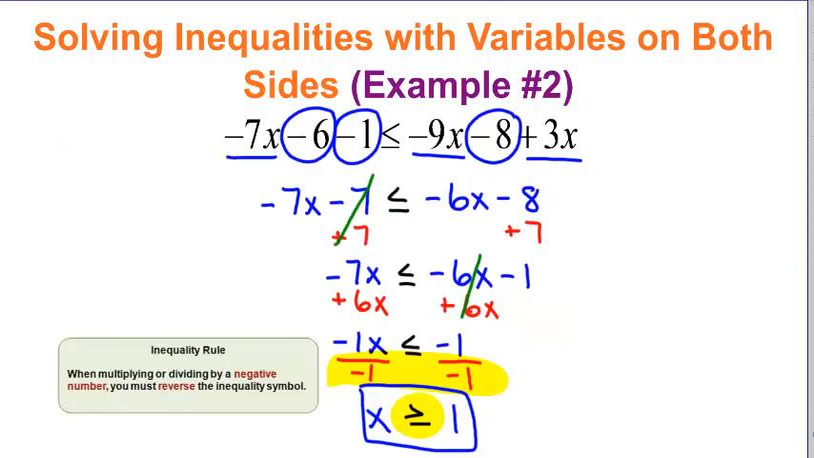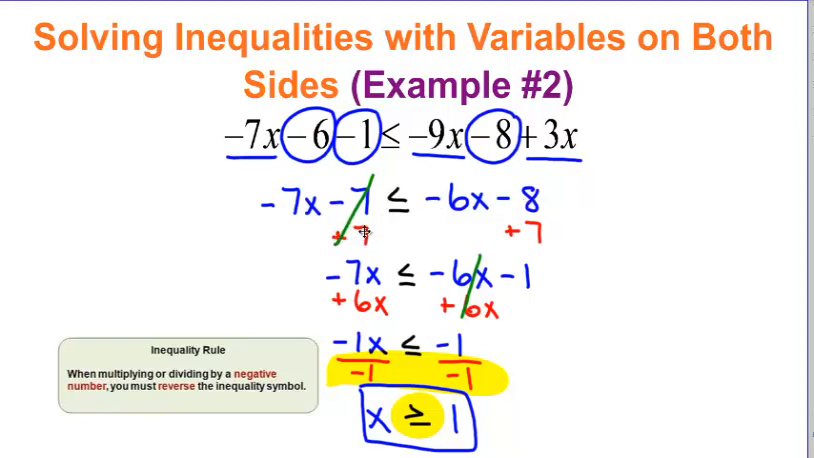If we look at a second example, in this second example, we have to combine like terms on both sides of our inequality to make sure that we have it set up properly prior to solving. So on the left-hand side, we can combine -6 and -1 to make -7. And on the right-hand side, we can combine -9x and positive 3x to make -6x. So our inequality that we're going to solve is -7x minus 7 is less than or equal to -6x minus 8.